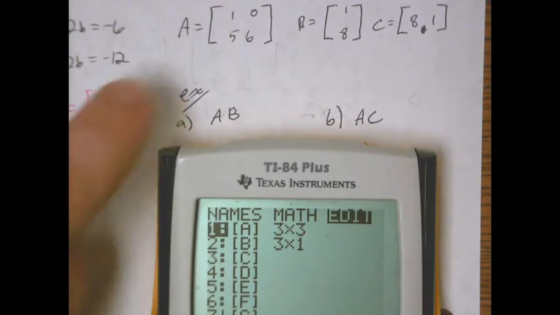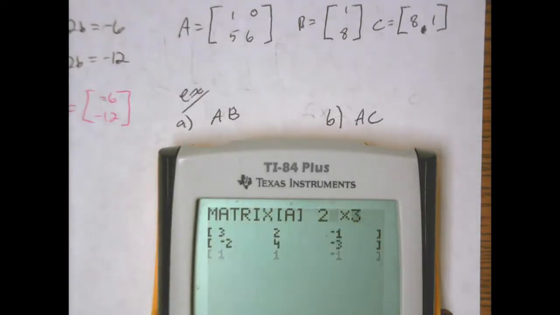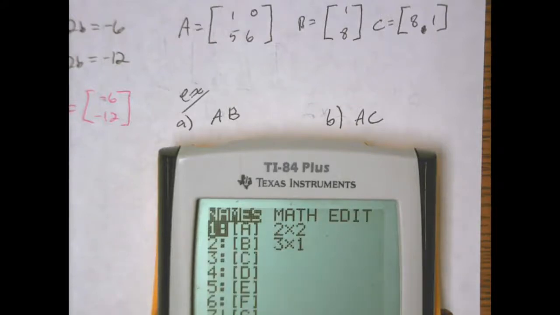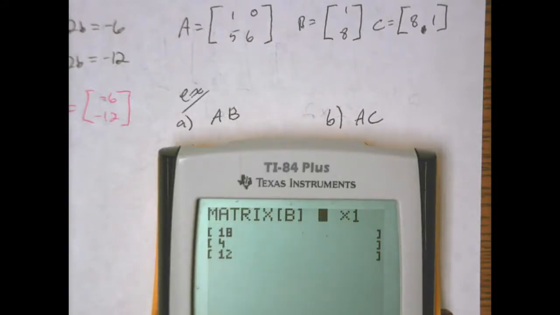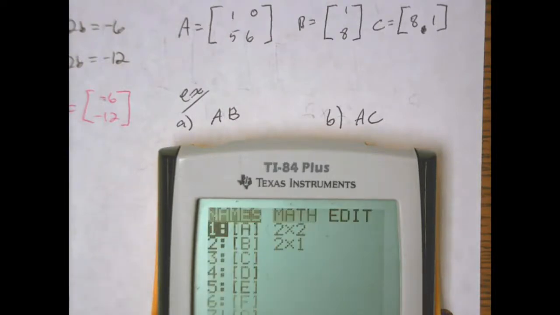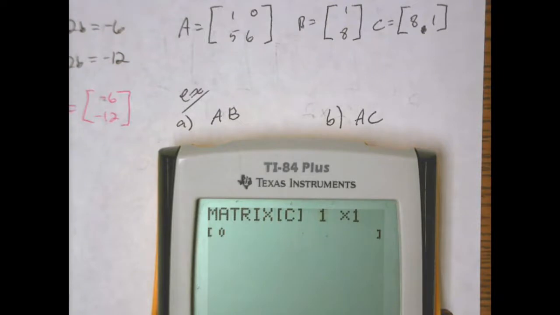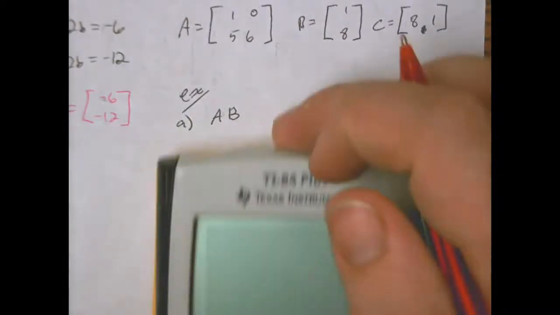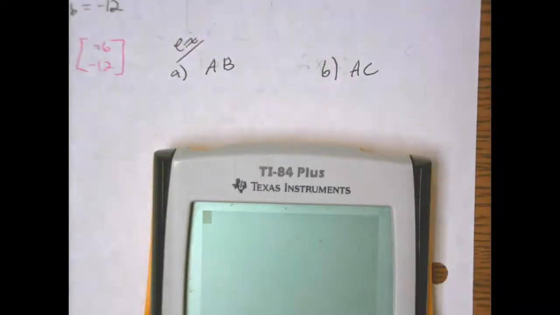A, I'm going to go ahead and enter as the 2 by 2 matrix of 1, 0, 5, 6. B, I will enter as the 2 by 1 matrix of 1, 8. And C, I will enter as the 1 by 2 matrix of 8, 1. All right, so now it wants me to multiply AB.